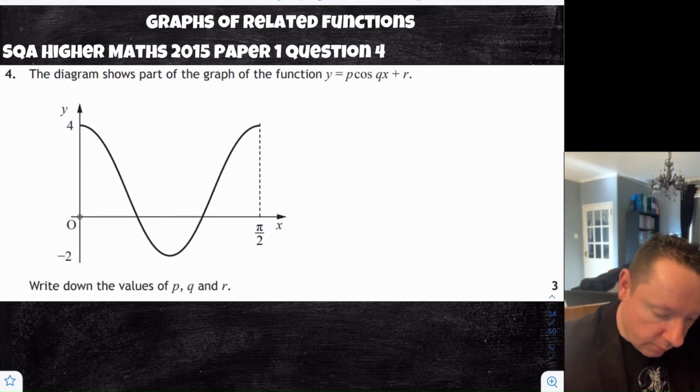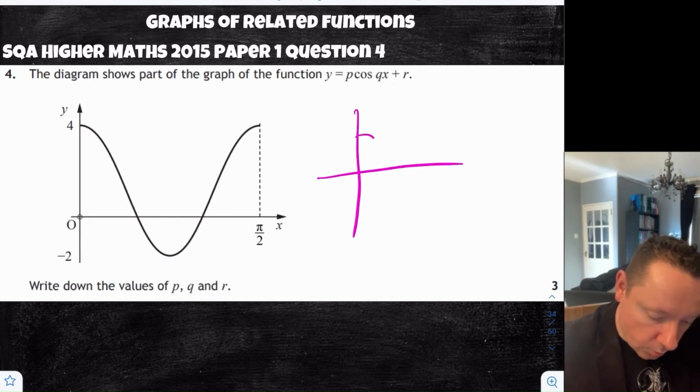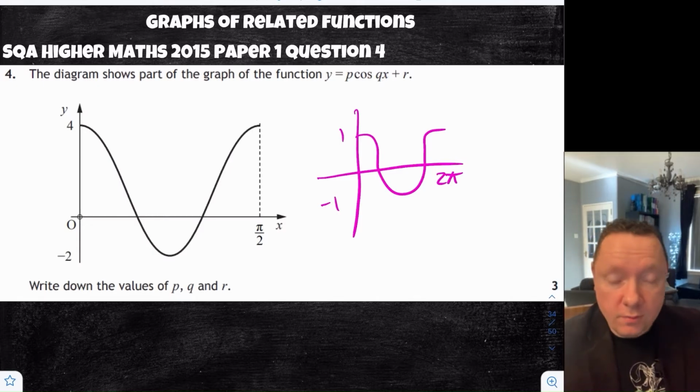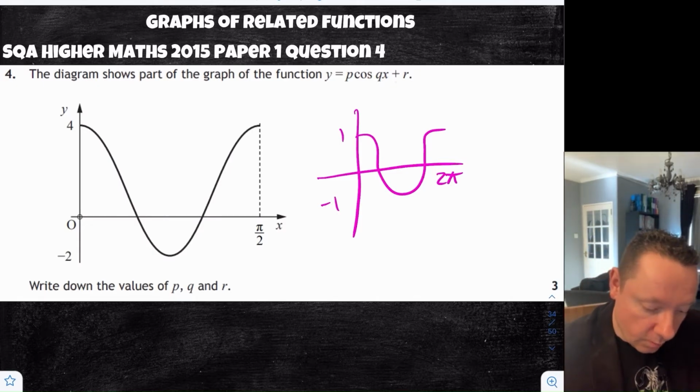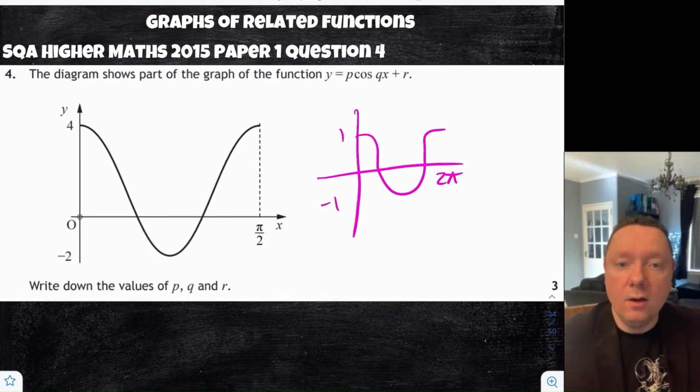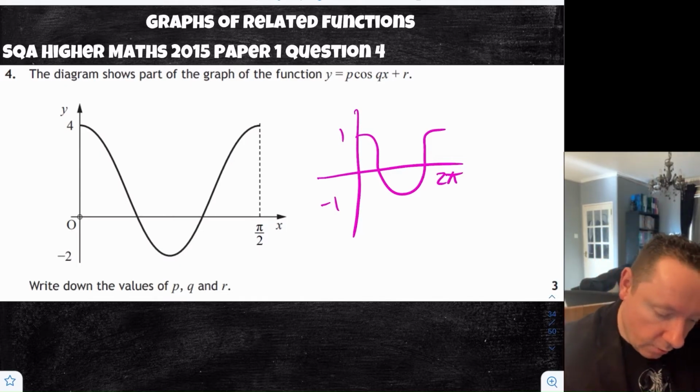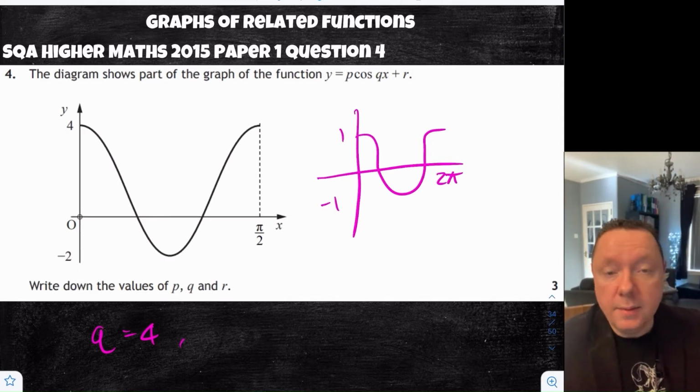The normal cos graph, if you remember, goes between 1 and minus 1, like so, and it goes up to 2 pi. So the number in front is called the amplitude, then the period or frequency, and then how far it's moved up or down. So immediately we can see, if we look at q first, we've got 1 up to pi over 2, which means if I keep drawing that, I would have 4 up to 2 pi, because pi over 2 is 90 anyway. So I can immediately write down that q equals 4, because I should have 4 of them up to 2 pi.